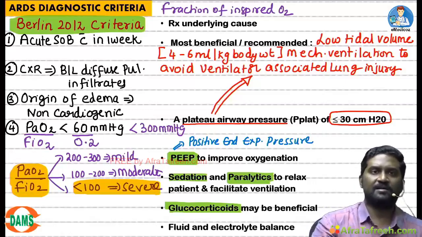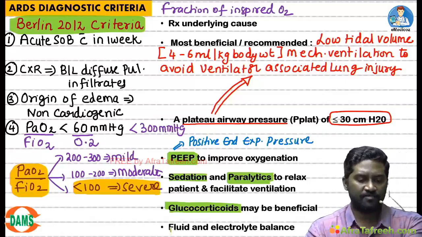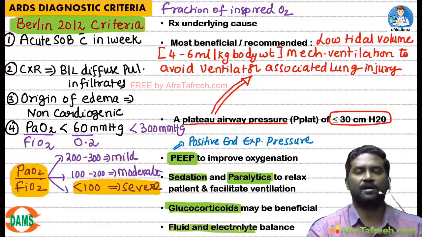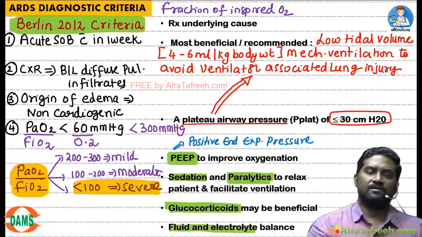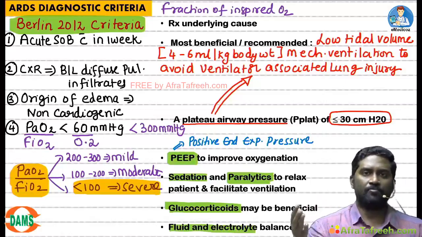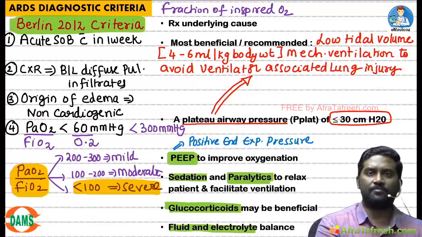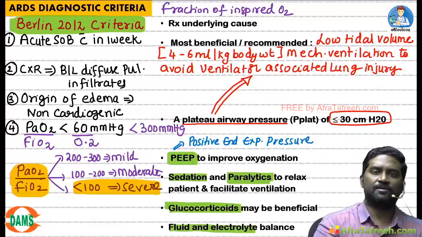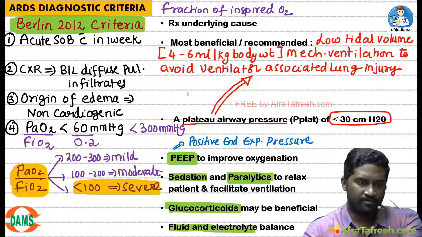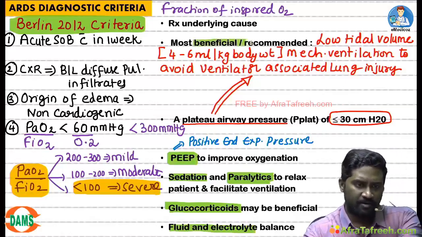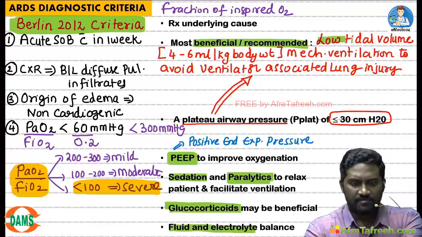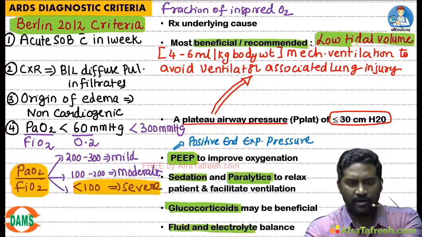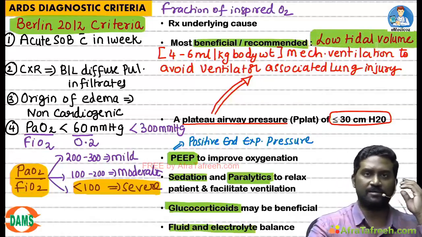Unlike any critically ill patient, you should take care of the patient's fluid and electrolyte balance. You should make sure he is not dehydrated or overhydrated. He is not having hypotension or hypertension. And electrolytes such as sodium and potassium should all be maintained within normal limits. But if they ask you the most beneficial or recommended strategy, the single best answer is low tidal volume mechanical ventilation.